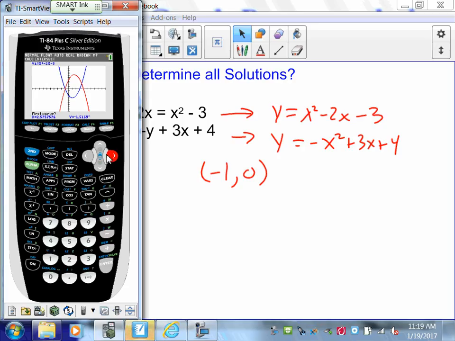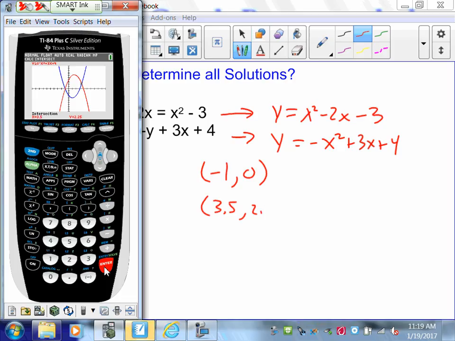And then second trace 5, move the blinker to the right solution. All right. Enter, enter, enter. 3.5 and 2.25. Yeah. It's good.